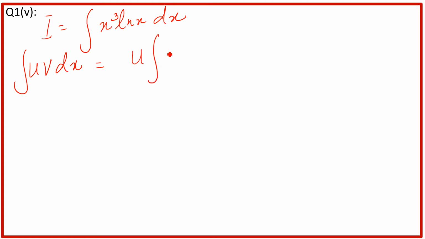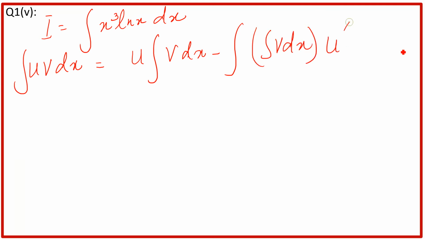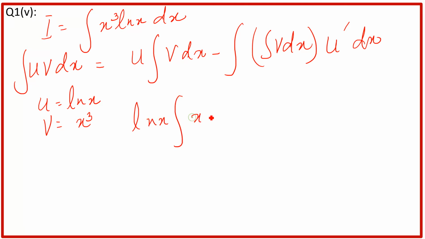So u times the integral of v dx, minus the integral of the integral of the same v dx times u prime, which means we have to take the derivative. So u is equal to natural log of x and v is equal to x cubed. Wherever there is u we will write natural log of x, and wherever there is v, x cubed dx.